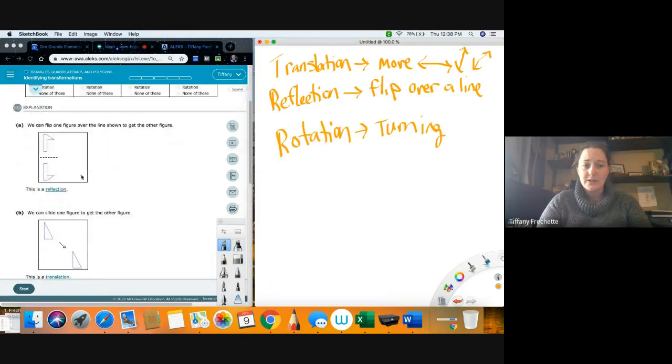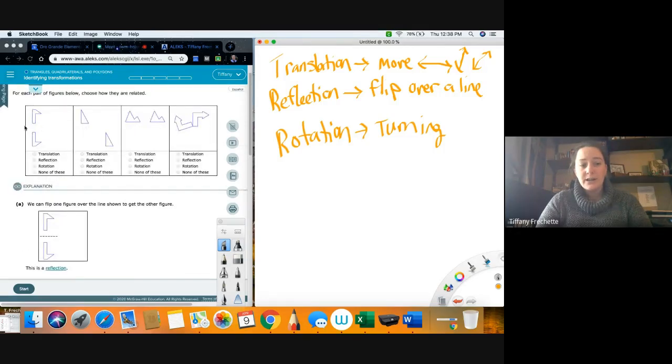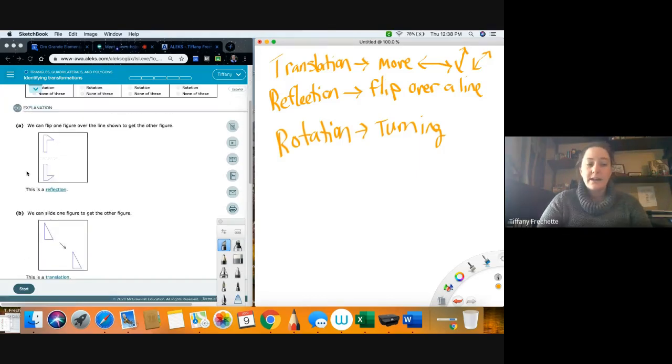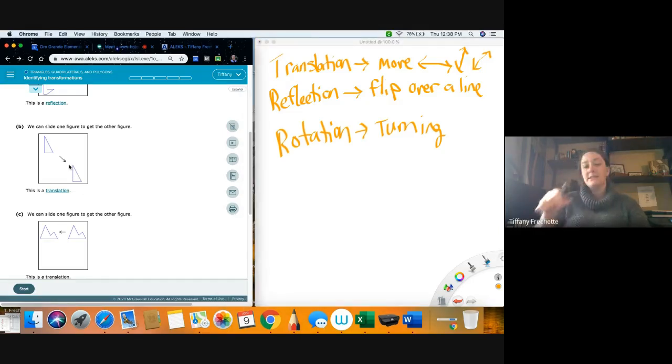If we look at the explanation down here, it says we can flip one figure over a line shown to get the other. So if they drew this dotted line in between and they took the one on the bottom and flipped it over and now it's the one on the top, that is a reflection. This one, it just looks like we took the triangle and slid it down over here kind of on a diagonal, but we didn't flip it. We didn't rotate it. It just slid down.